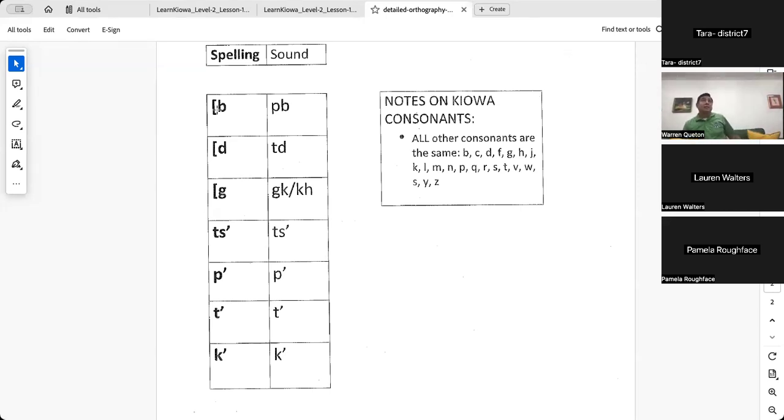The TS sound, there's a combination of TS in Kiowa. But there's also an apostrophe. All the apostrophe does is mean that you are popping that sound, emphasizing that sound. There you go. You can kind of feel that.